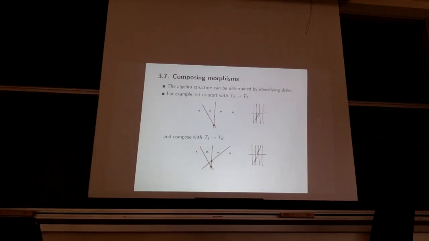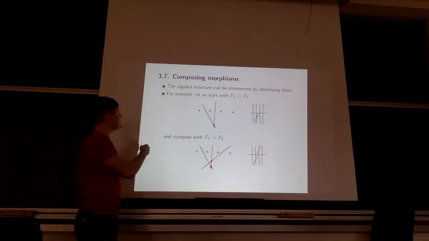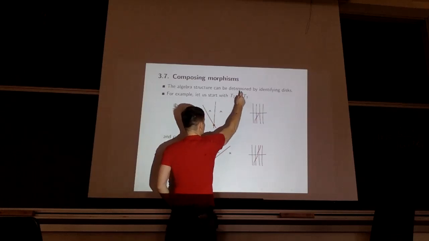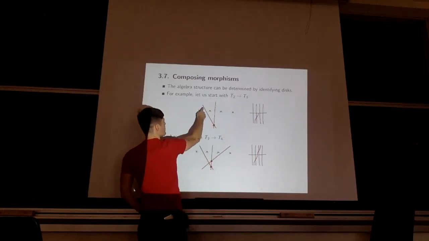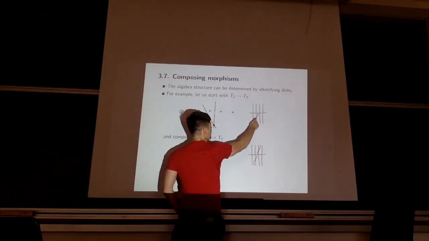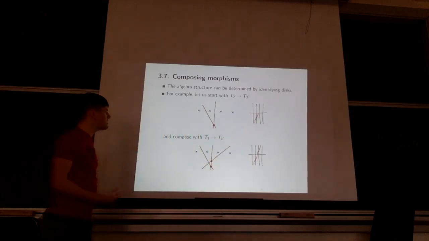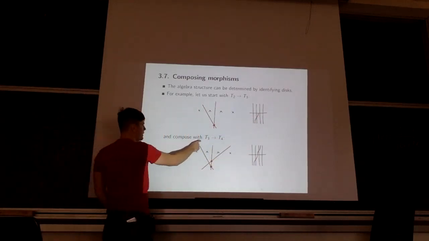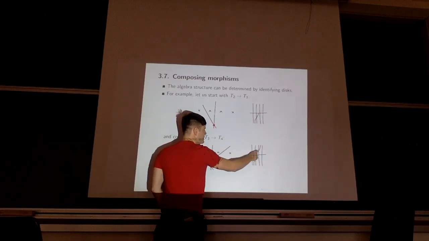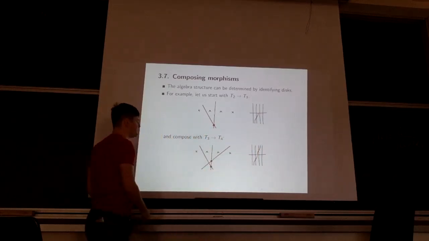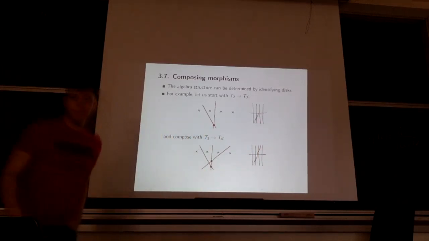Okay, so now kind of answering your questions, hopefully. Now we can ask about composition of the morphisms. And as you suggested, you can start with T2 going to T3, which would correspond to this kind of picture in terms of the strand algebra generators, and compose it with T3 going to T4, which is this top guy here, right?